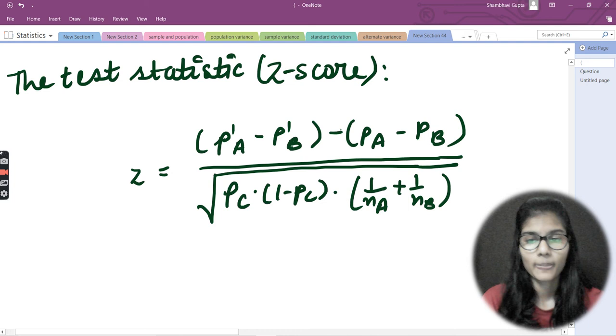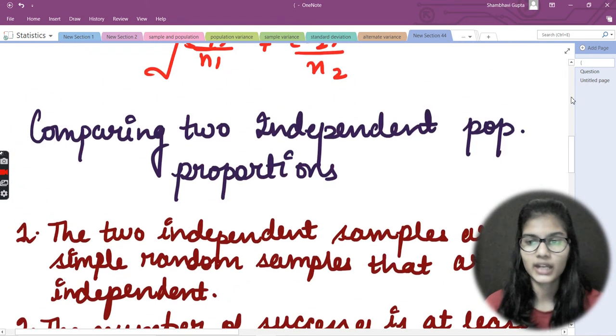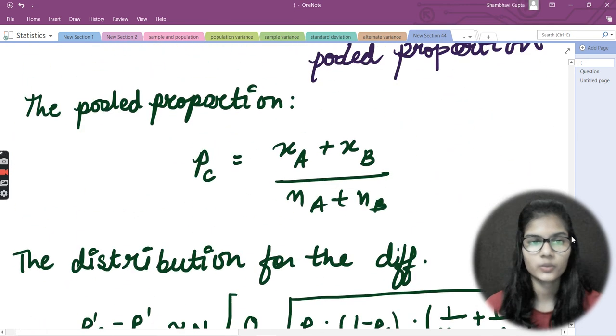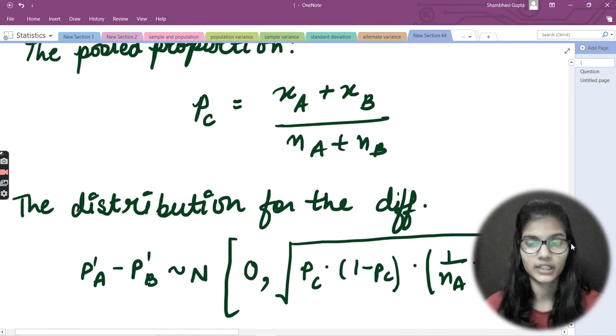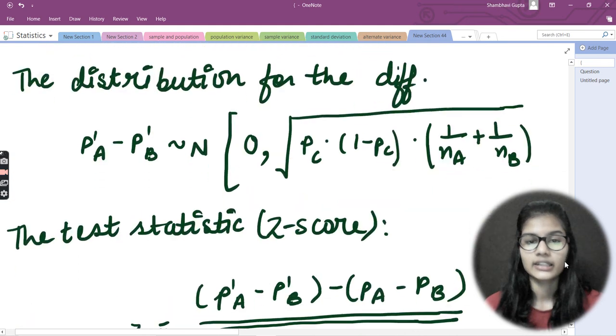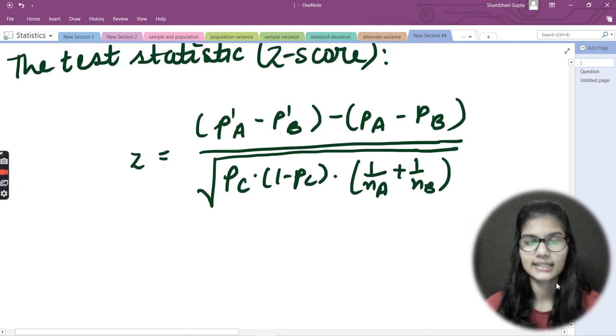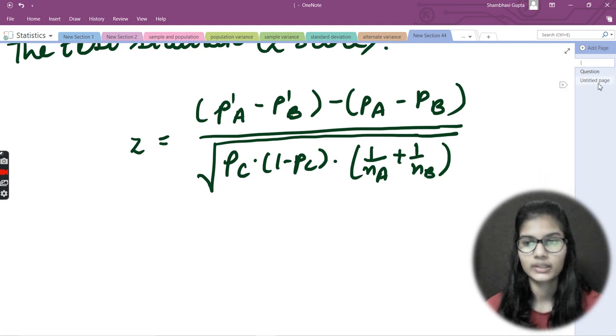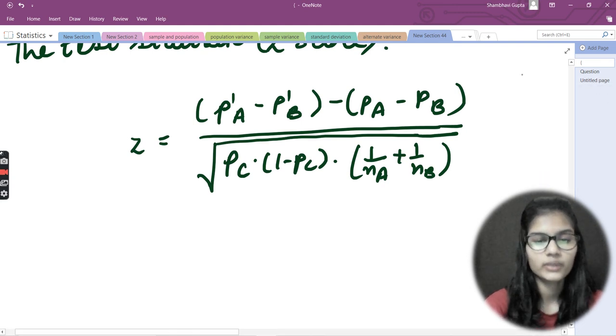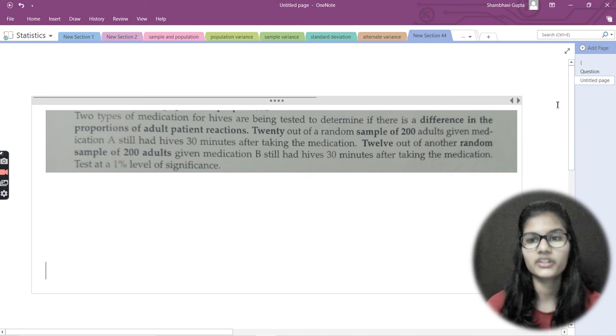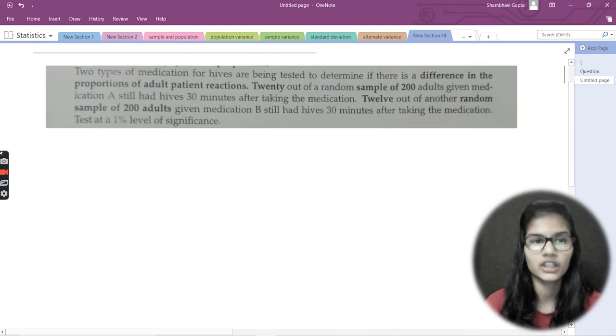Right. So I hope you first of all understood the formulas which we have for these three things. First one was the pooled proportion. Second one was basically the distribution for the difference, and third one was the test statistic, that is basically the z-score. Right. Now what we'll be doing is solving a question regarding this particular topic only. So here is my question that we'll be dealing with today.